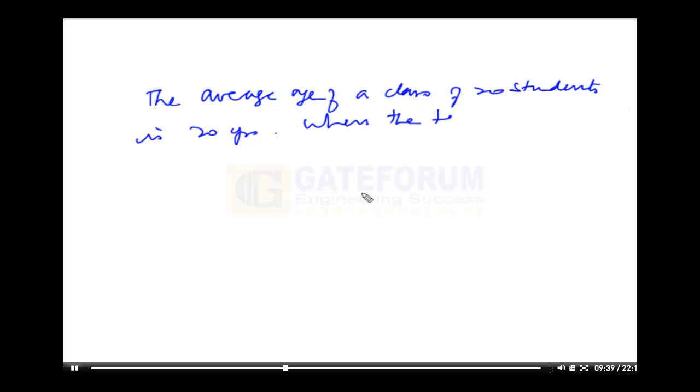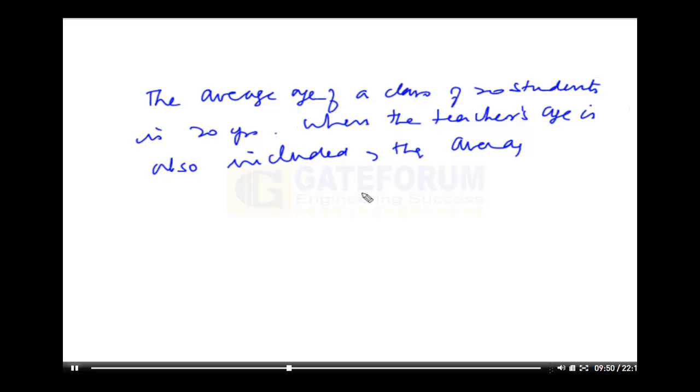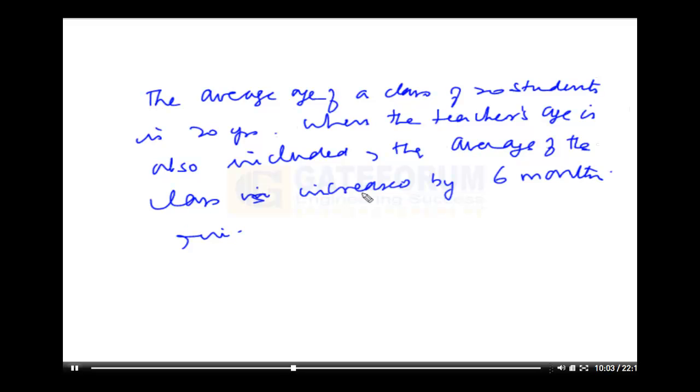The average age of a class of 20 students is 20 years. When the teacher's age is also included, the average of the class is increased by 6 months. Find the teacher's age.